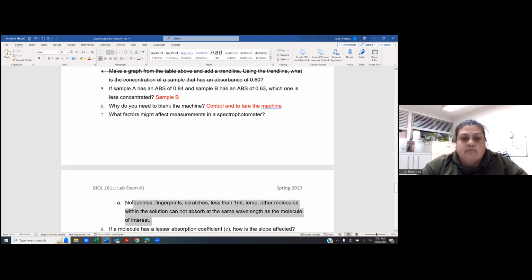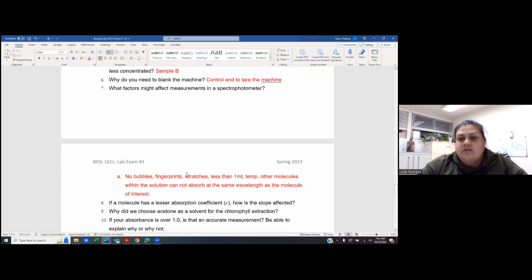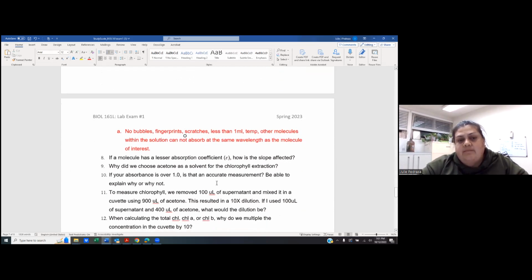Okay. So there's a couple examples. It might ask you to name things. If a molecule has a lesser absorbance coefficient, how does it affect the slope? You know what? Cross this one out. He's not going to ask you that.